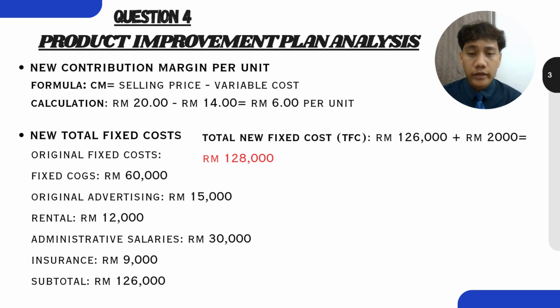Step 3 is we need to find the leftover money, or contribution margin. Now we subtract the cost from the price to see what is left over to pay the bills. Price we get RM20 and cost we get RM14. So the leftover is RM20 minus RM14, we get RM6. So every time we sell one item, we keep RM6 to help pay for the company's fixed bill.